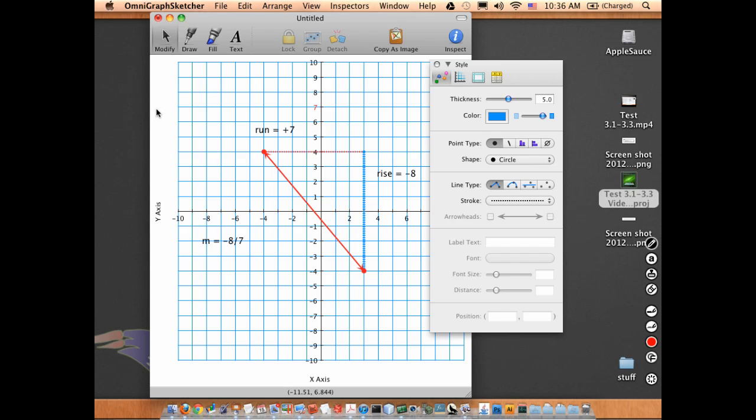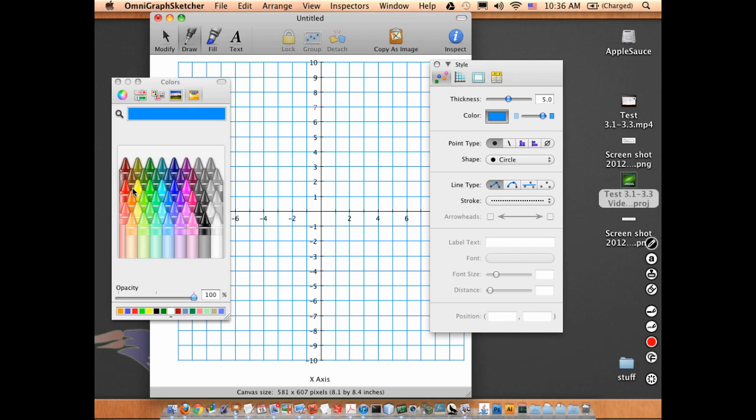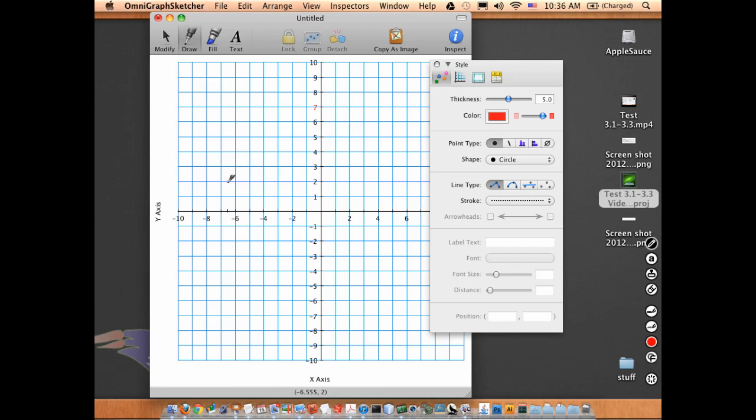Okay. So what I'm doing here is I'm going to put anything that's a positive number in red. Anything that's a negative number, I'm going to put it in blue. Okay? So far, so good? All right.